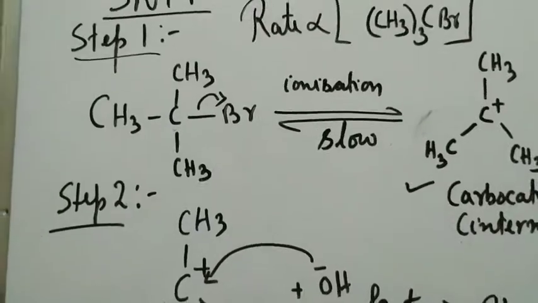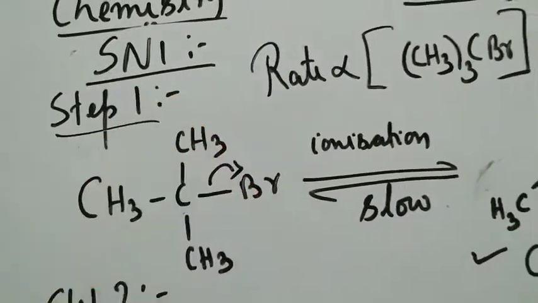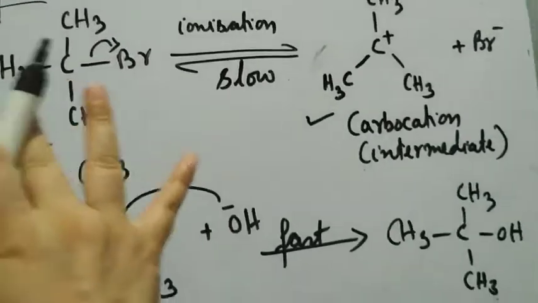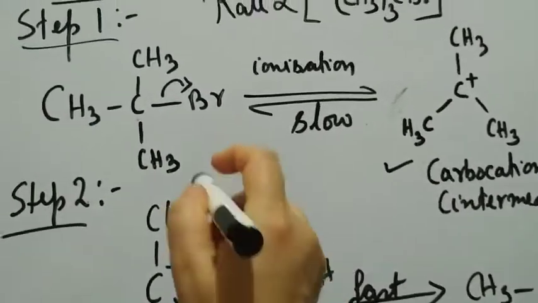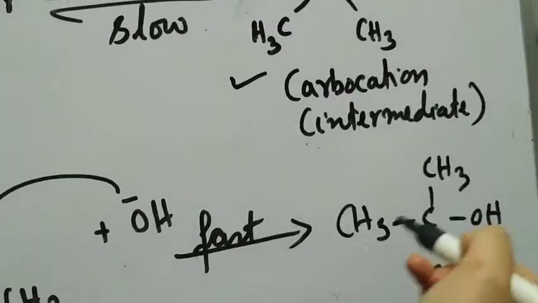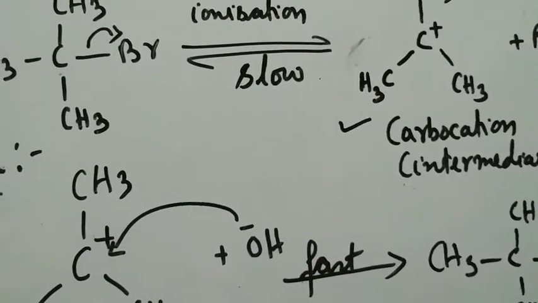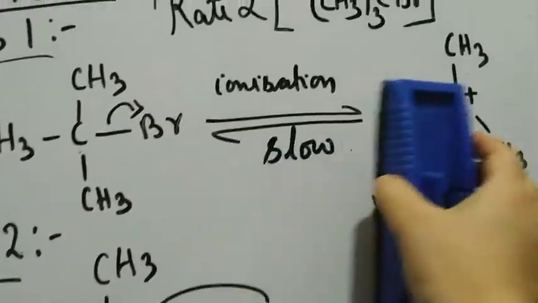As you can see, number 1, it follows first order kinetics, thus unimolecular nucleophilic substitution. Number 2, there is no inversion of configuration. Br in the reactant may be on the right hand side, and OH is on the right hand side. There is no inversion of configuration here. Now, in what order? Which alkyl halides show this Sn1 mechanism? Which alkyl halides undergo nucleophilic substitution via the Sn1 mechanism?